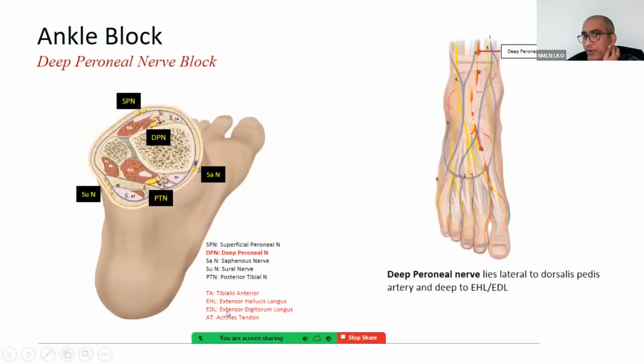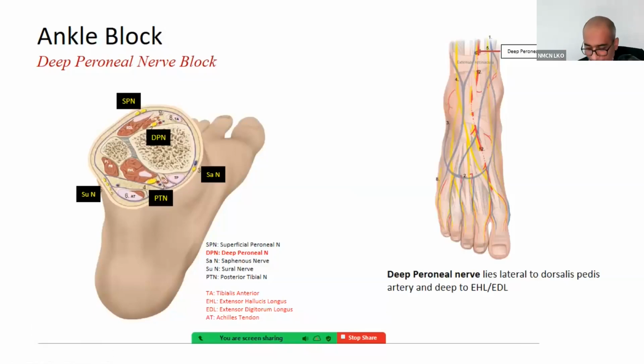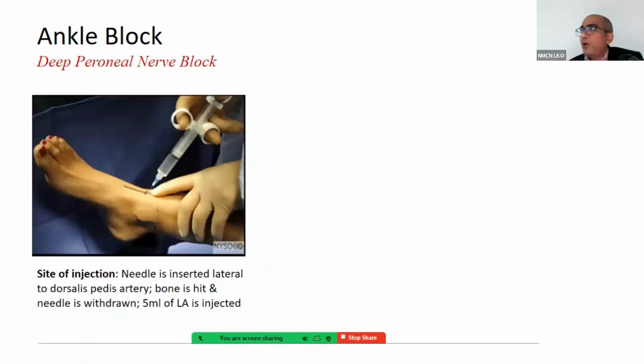So starting with the deep peroneal nerve, the deep peroneal nerve lies lateral to the dorsalis pedis artery over the dorsum of the foot. And it supplies the first web space between the first and second toe. So to block this nerve, the site of needle entry is lateral to the dorsalis pedis artery. The needle is injected and when we hit the bone, we withdraw and give around 5 ml of local anesthetic.